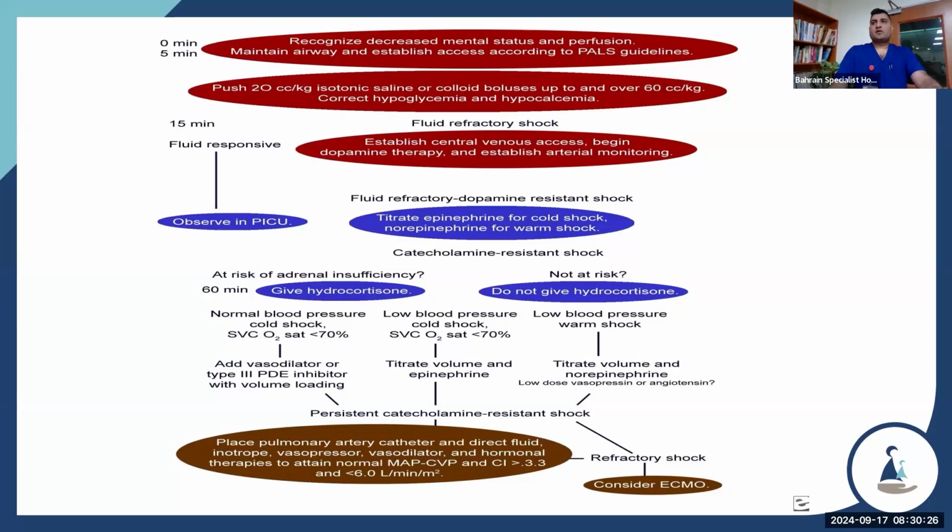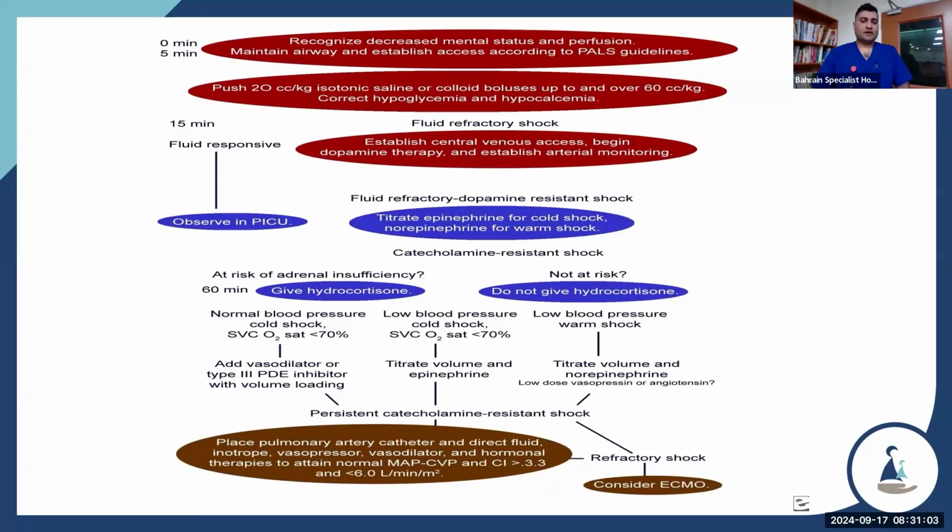Within 15 minutes, if the shock is refractory to fluid, establish central venous access, begin dopamine therapy, and establish arterial monitoring. If the shock is responsive to fluid, observe in PICU. If fluid-refractory, dopamine-resistant shock, titrate epinephrine for cold shock, norepinephrine for warm shock. For catecholamine-resistant shock, if at risk of adrenal insufficiency, give hydrocortisone. If not at risk, with low blood pressure and warm shock, titrate volume and norepinephrine.